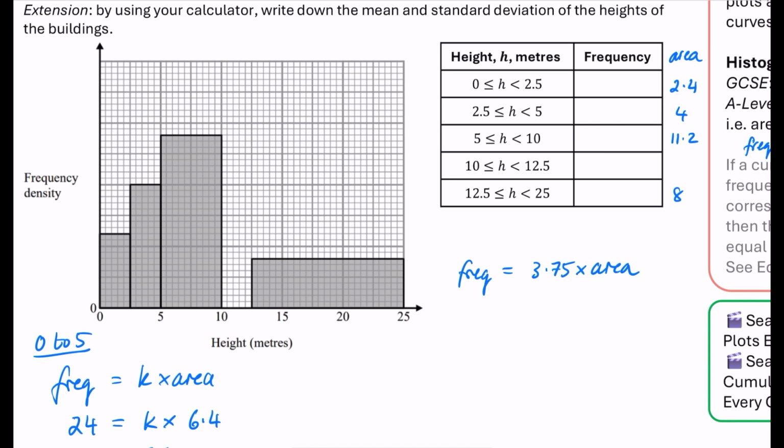So I can do that for all of these. I will do 2.4 times by 3.75. That's a frequency of 9. I'll do 3.75 times by 4. That's a frequency of 15. And I'll do the 11.2 times by 3.75. That is 42. And for the last part, I can do the 8 times by 3.75, which is 30.